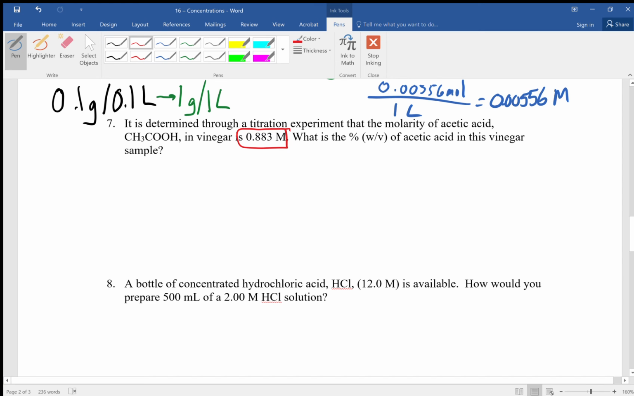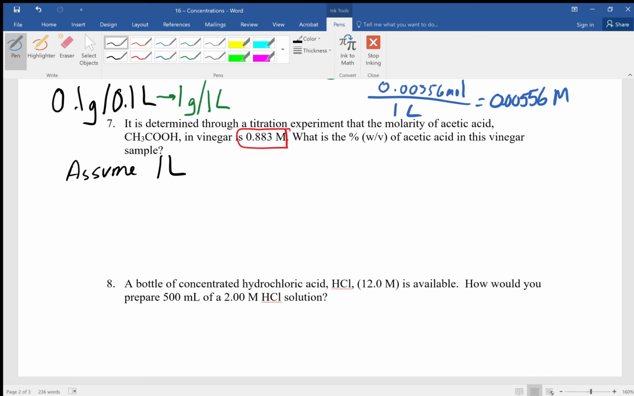So the biggest challenge here is that we haven't defined a volume. But it turns out it doesn't matter. This could literally be any volume. It could be 100 milliliters, it could be 1 liter, it could be 100 liters. And so in a situation like that, I'm going to choose the easiest amount to work with. So I'm going to assume 1 liter. And then given that the concentration is 0.883 molar, I know then that in that 1 liter has to be 0.883 moles.